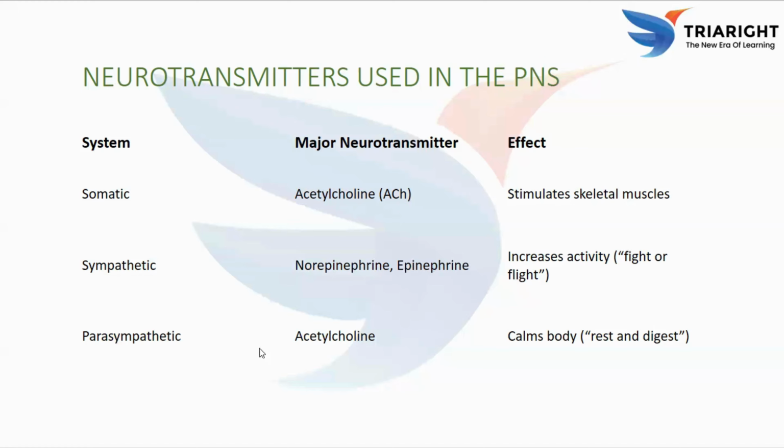Next, coming to the parasympathetic nervous system, acetylcholine is also used as a neurotransmitter here. So what does this do? It calms the body. It is the rest and digest response. It slows the heartbeat, and it stimulates digestion and gland activity. It promotes relaxation and energy storage. So this is about the neurotransmitters that are used in the peripheral nervous system.